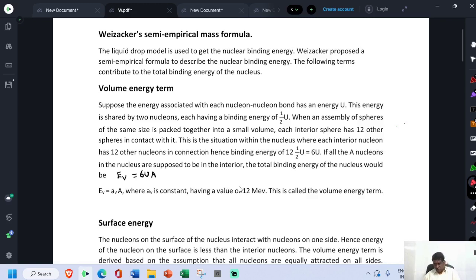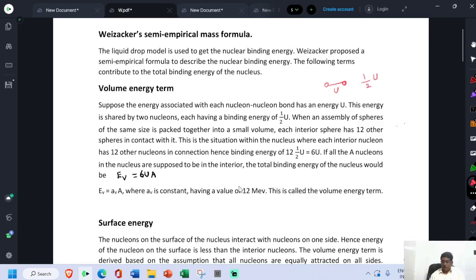Now we have to discuss the terms one by one. The first term is the volume energy term. Consider two nucleons present inside the nucleus. Then the binding force existing between these two nucleons shares an amount of energy U. This describes that each nucleon has the energy of half into U.